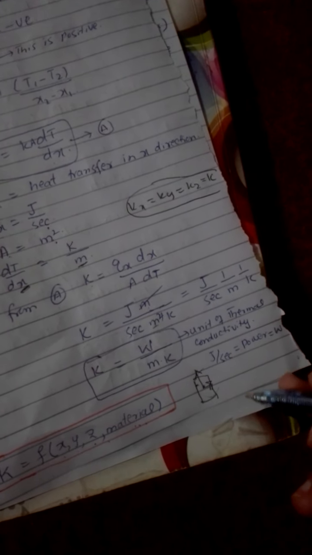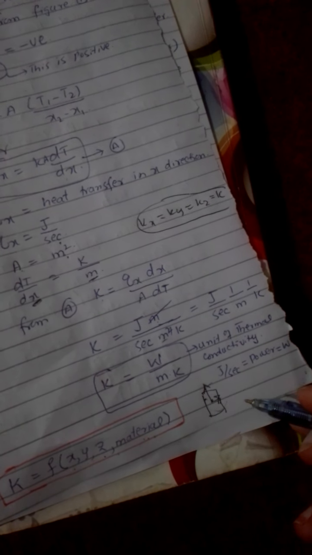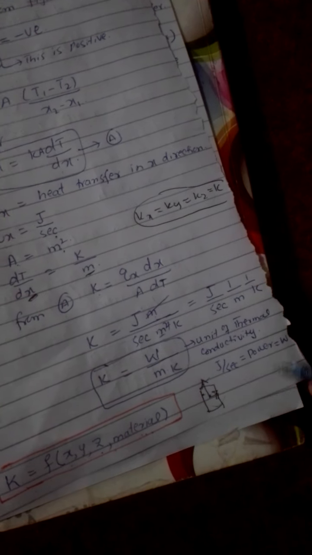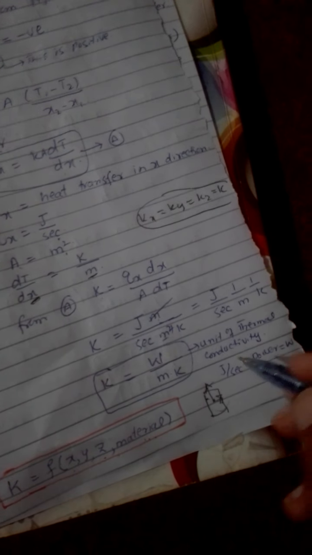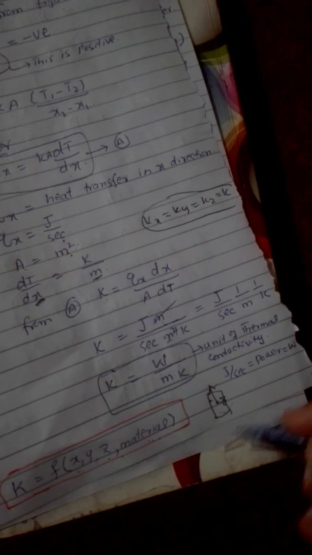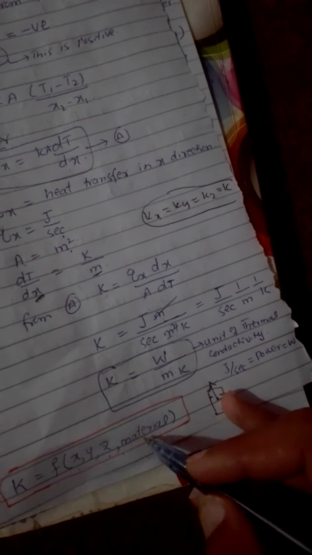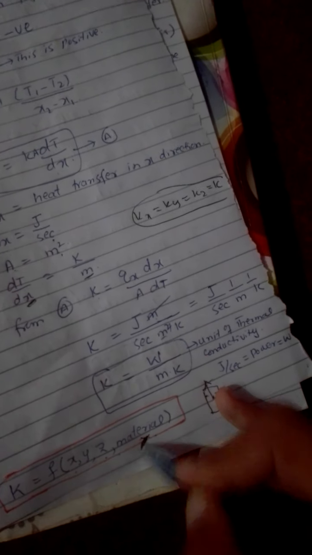The materials for which the thermal conductivities are the same are isotropic materials, and the materials for which these thermal conductivities are different are called anisotropic materials. We will discuss thermal conductivity in detail in this chapter. And thermal conductivity for different materials, for solid, liquid, and gas, is different.